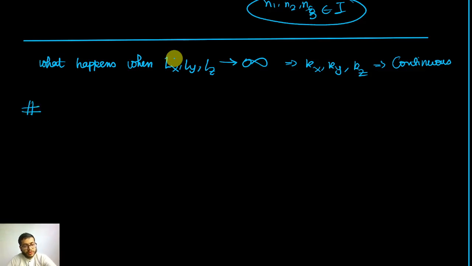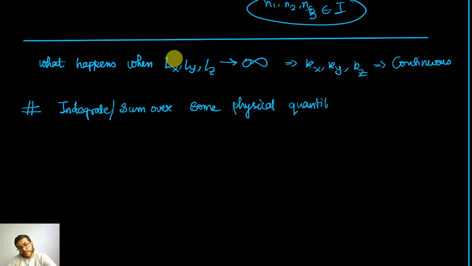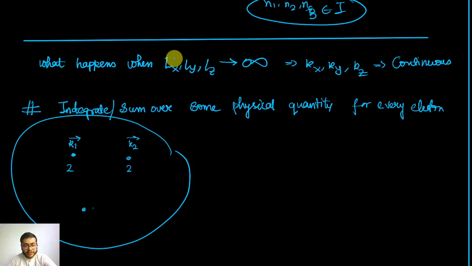So now what we can say is, let's say we are integrating over something. So our whole endeavor is to integrate or sum over some physical quantity for every electron. So for example, there is an electron at k1, there are two electrons. At k2 point, there are two electrons. All of this is within the Fermi sphere. For example, k3 point, there are two electrons, and so on. There are kn points inside the Fermi sphere, and every one of them has two electrons.